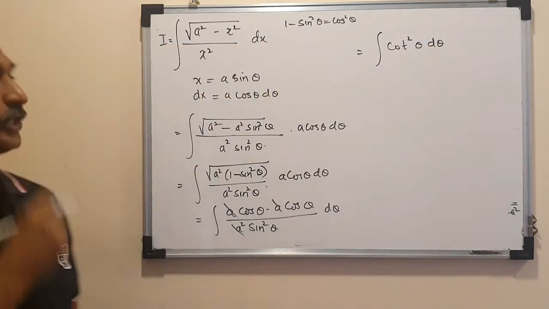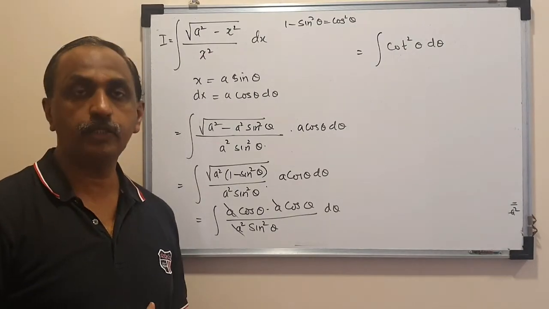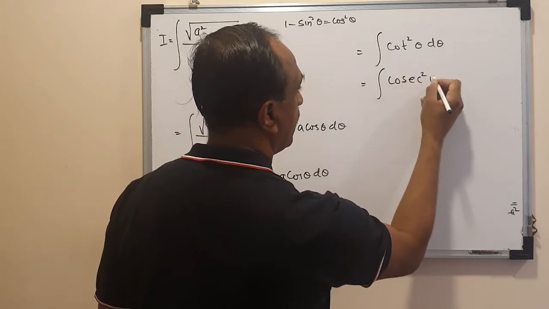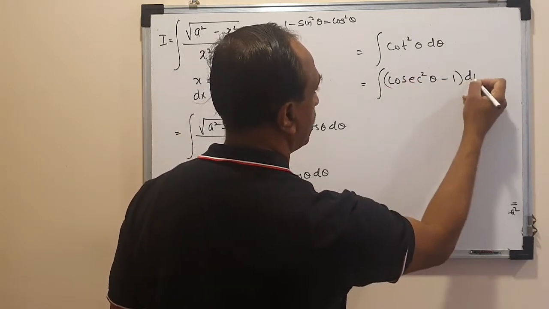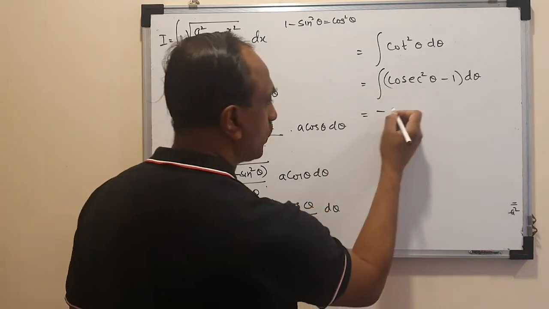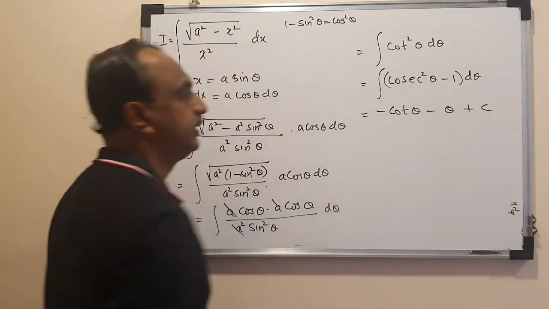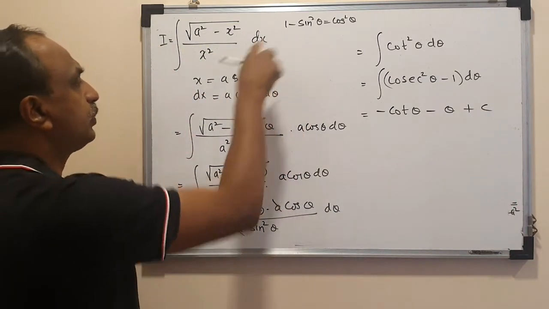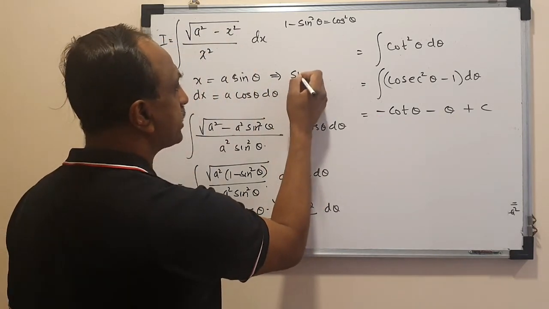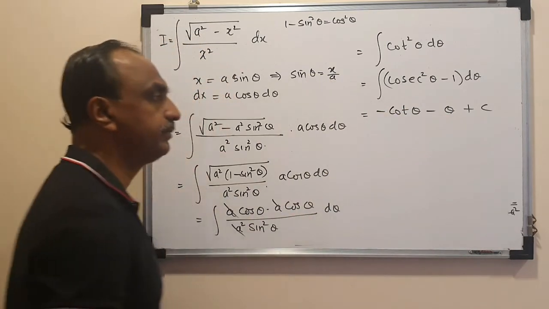Now what is the integral of cot square? We do not have a direct formula for cot square, but we can make it into cosec square theta minus 1, d theta. Now it is possible for me to integrate: integral of cosec square theta is minus cot theta, integral of 1 is theta, plus c. Now what can I do? I need to change into x. Sine theta is x by a. So theta is sine inverse x by a.